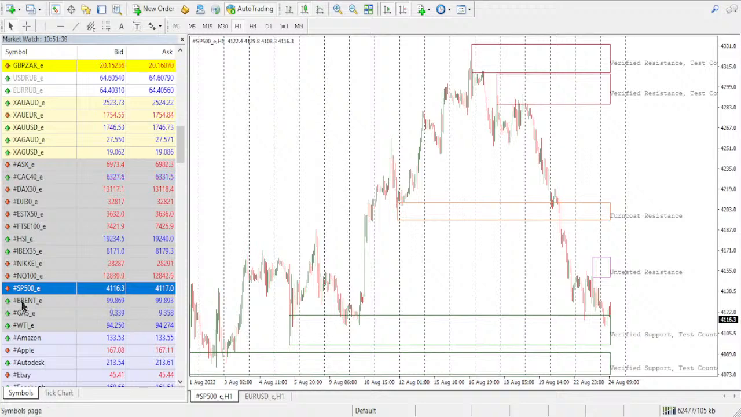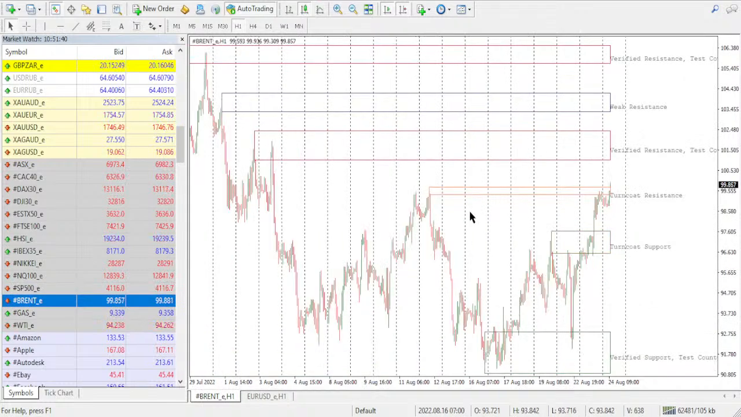My next chart is the Brent oil. With Brent oil so far, the price is around a turncoat resistance, which is a very good sell place. We basically don't expect the price to break beyond this level, but if that happens, then our next target is this verified resistance. But as it is now, this could be a good place to look for a sell from. So we'd like to see what happens.